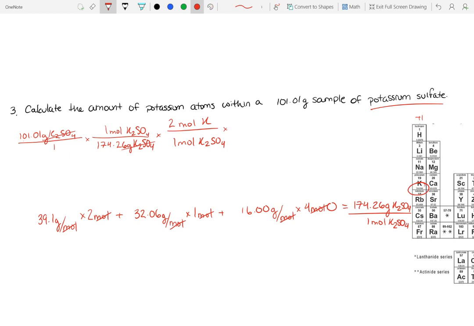So the next step, you should be asking yourself, how do we go from moles to atoms? Because the question is asking us about potassium atoms within potassium sulfate.